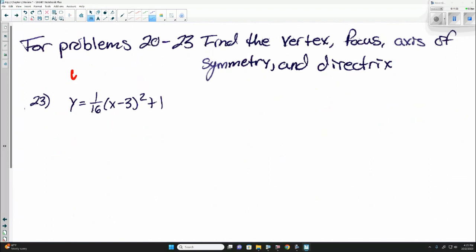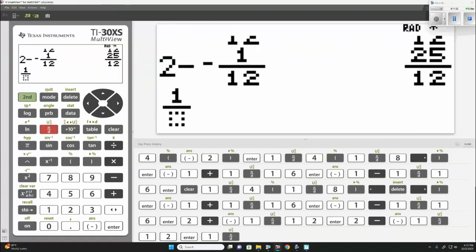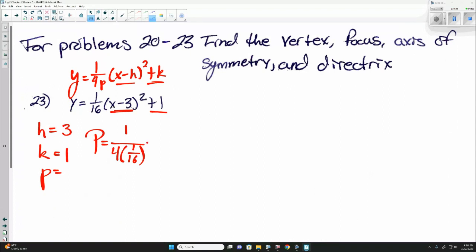23, the last one of this type. So it starts off with y equals, so we have y equals 1 over 4p times x minus h squared plus k. Now we need the values of h, k, and p. K is on the outside, so in this case it is 1. H is on the inside, -3 comes out as +3. And our p is equal to 1 over 4 times 1/16. And if we type that in, we get 4. So the value of p in this case is 4.